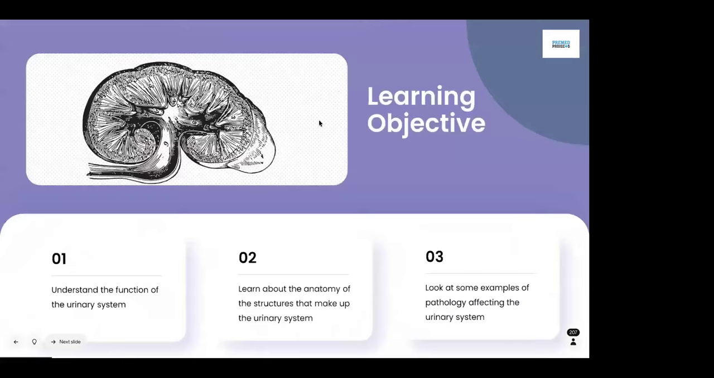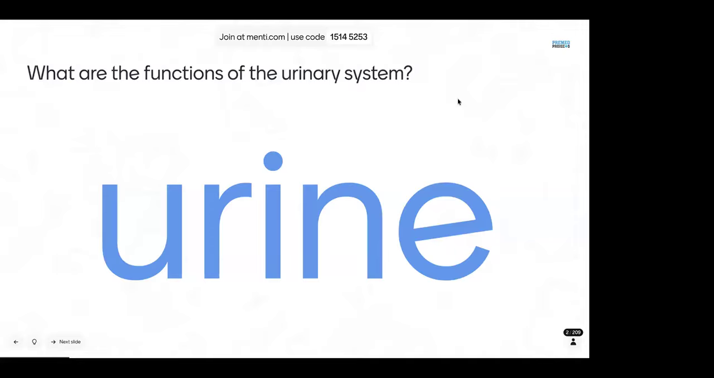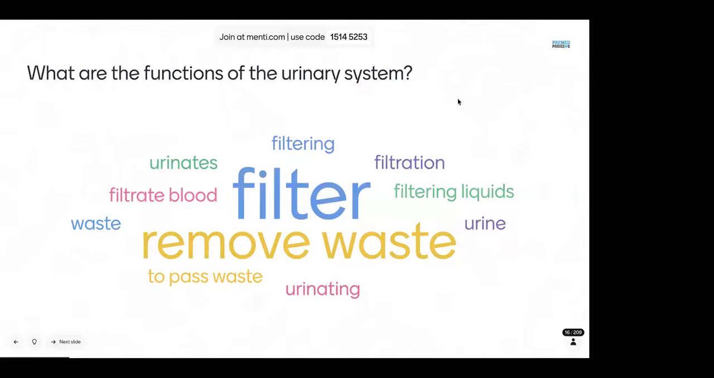So let's jump right into today's session. Today's learning objectives: we're going to look at the urinary system. We're going to learn about the anatomy, i.e. the structure of the urinary system, and then also what organs make it. And then we're going to look at some pathology that affects the urinary system. So first question for you guys on the Menti: what are the functions of the urinary system? Sufyan, the code is at the top. It's 15145253.